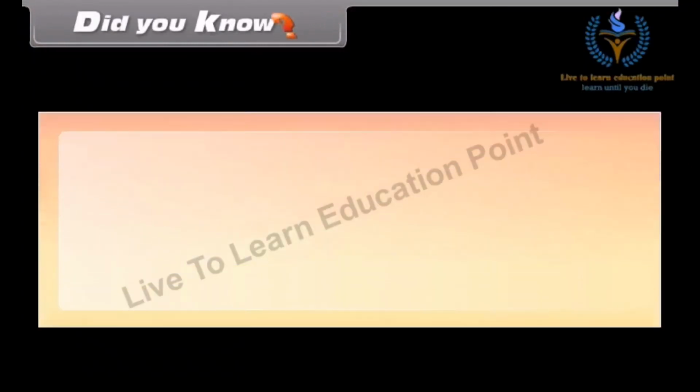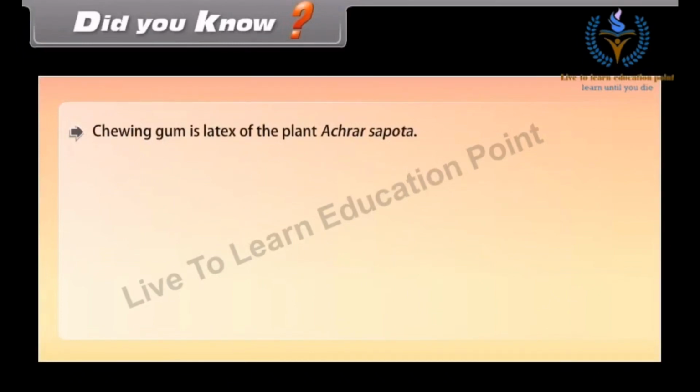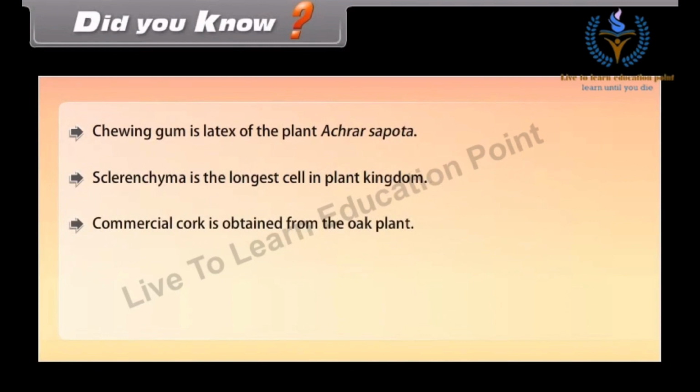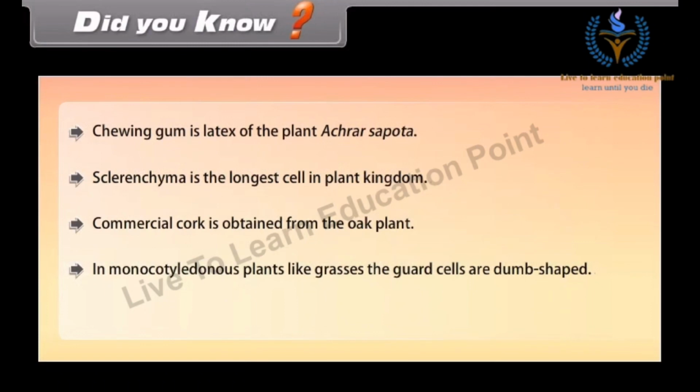Did you know chewing gum is the latex of the plant Achras sapota? Sclerenchyma fibers are the longest cells in the plant kingdom. Commercial cork is obtained from the oak plant. In monocotyledonous plants like grasses, the guard cells are dome-shaped.